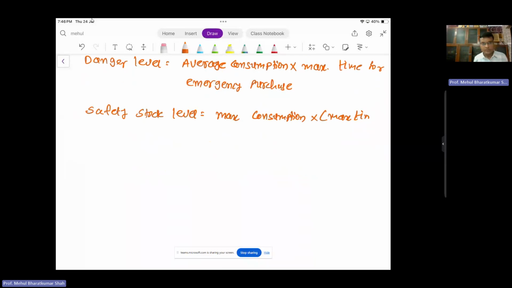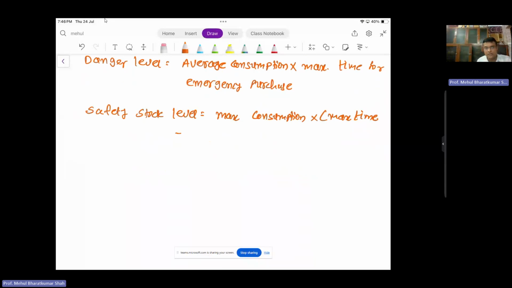Next is safety stock level, which is calculated by maximum consumption into bracket maximum time minus average time. Now, next is average level. Average level is equal to minimum level plus 1 upon 2 EOQ. Minimum level plus 1 upon 2 EOQ.